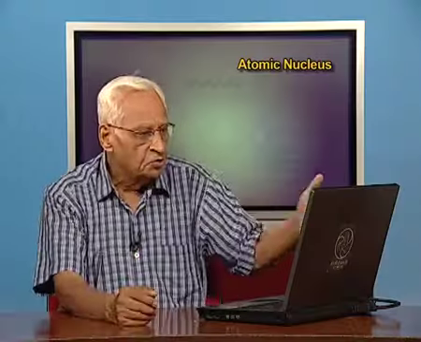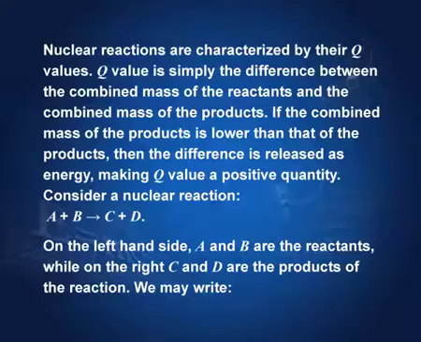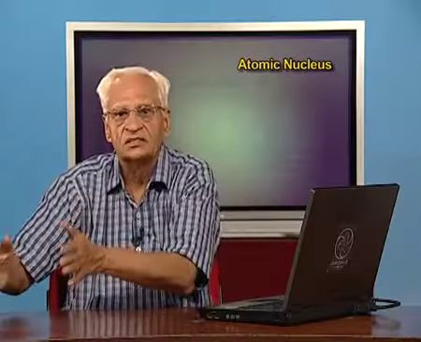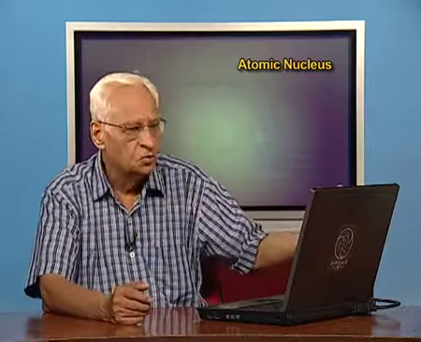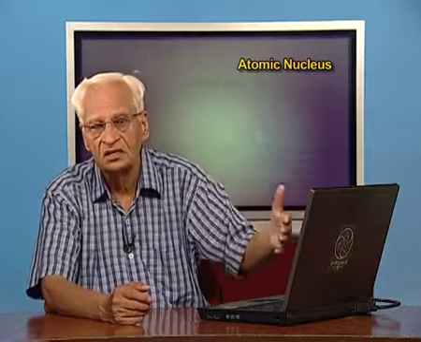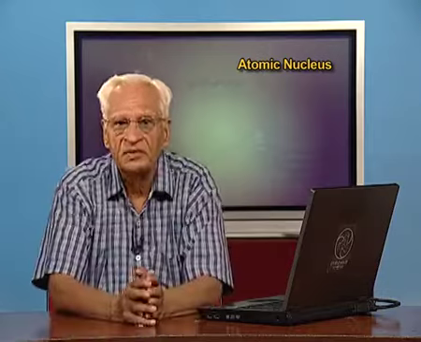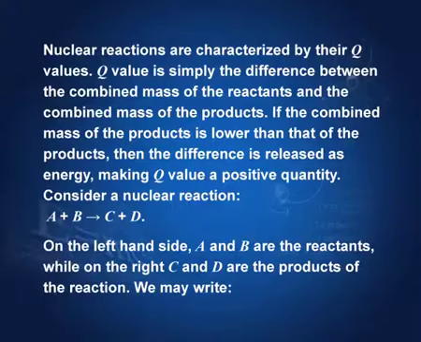Nuclear reactions are characterized by their Q values. Whenever a nuclear reaction takes place, there is a Q value attached to it. What is Q value? Q value is simply the energy released in the process. Q value is simply the difference between the combined mass of the reactants and the combined mass of the products, and the difference of course is equal to the Q value in terms of energy. The difference of mass multiplied by c squared gives us the Q value.